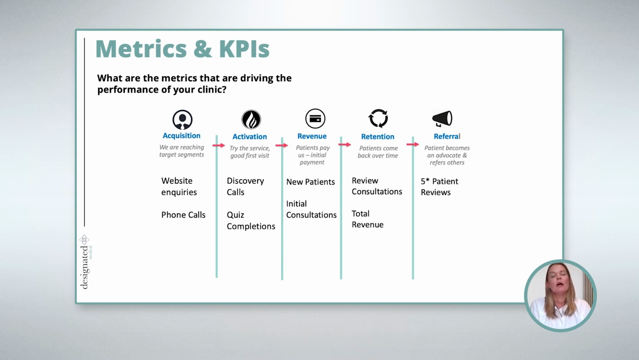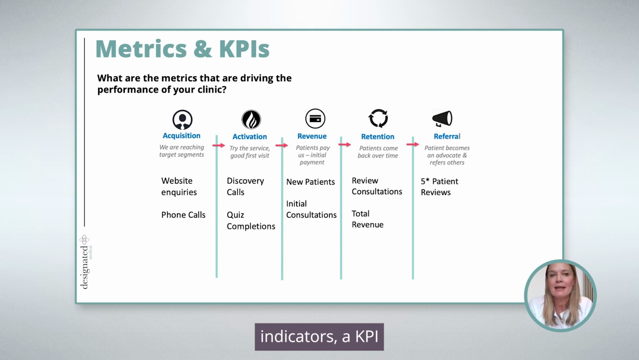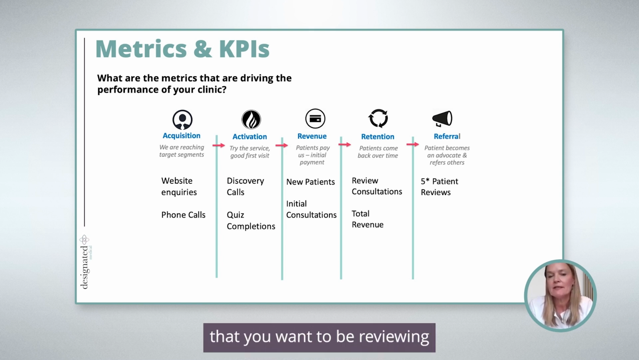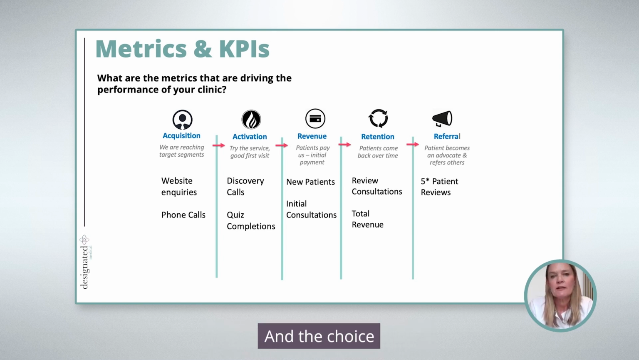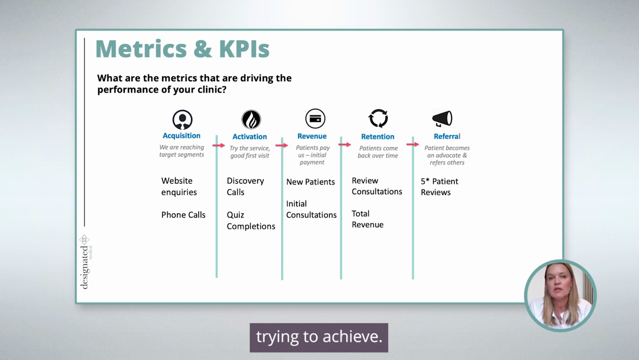So I've already talked about doing a monthly review of your finances, and I would say those are a key metric, or a key performance indicator, a KPI, for your clinic. But there are probably other metrics and KPIs that you want to be reviewing on a monthly basis. I would suggest you choose 4 or 5 KPIs that you and your team review regularly. And what those KPIs are will depend very much on what's important to you, what your objectives are, what it is you're trying to achieve.